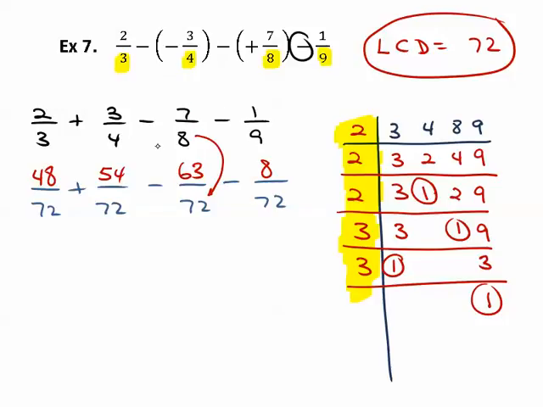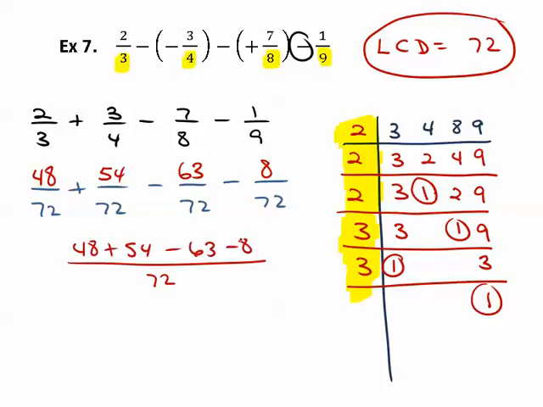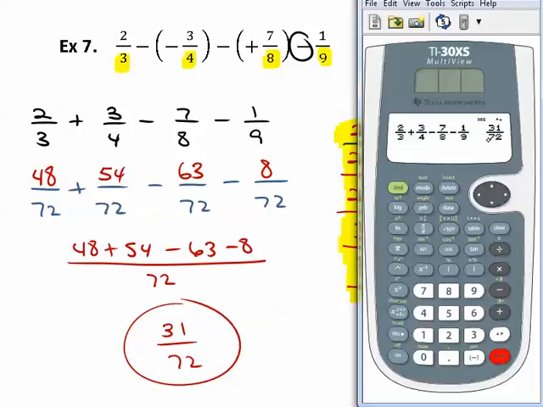So anyway, now that we have the LCD, we're just going to keep the LCD, which is 72, and add and subtract the numerators. 48 plus 54 minus 63 minus 8. And if you do that, that's equal to 31 over 72. So that's reduced. Let me go ahead and double check that on the calculator. And you can see I get the same answer.